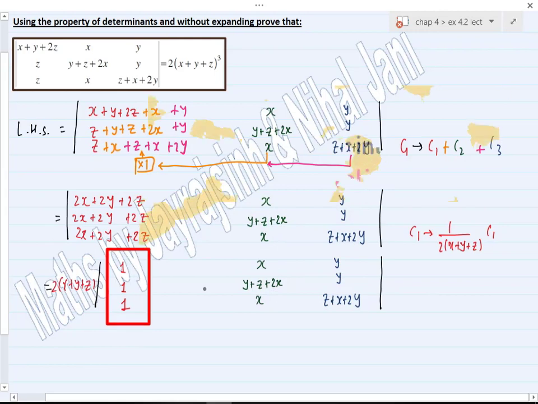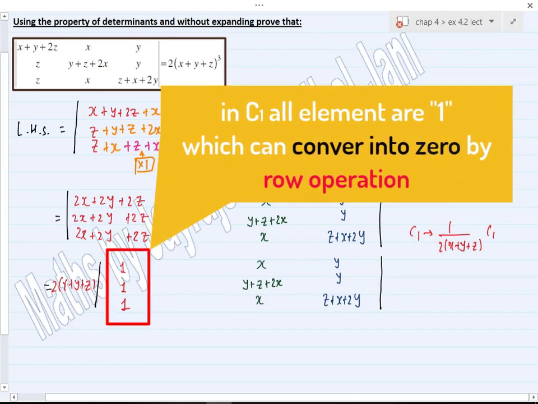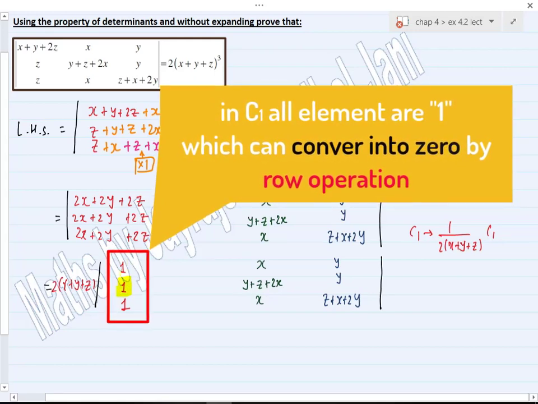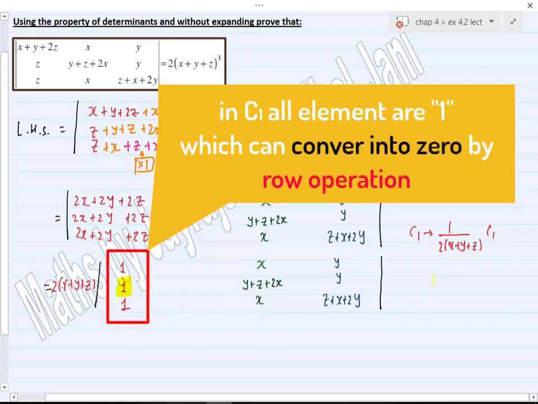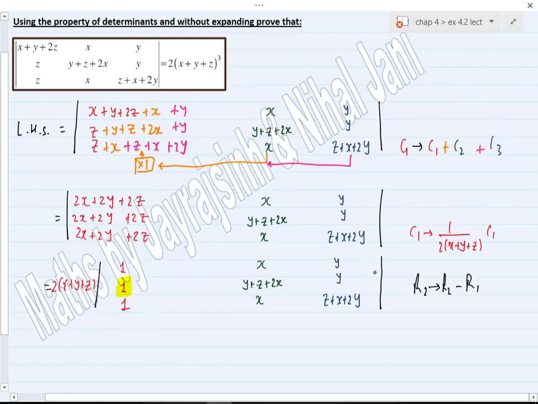Now we get 1 in the first column, which can easily be converted into 0 by row operation. So let's try to get 0 at a21 using the first row. So the preferable operation is R2 gives R2 minus R1. That means we have to multiply minus 1 with the first row and add into the second row. So here we'll get 1 minus 1 is 0, x minus 1 is x minus x, and y minus 1 is y minus y.